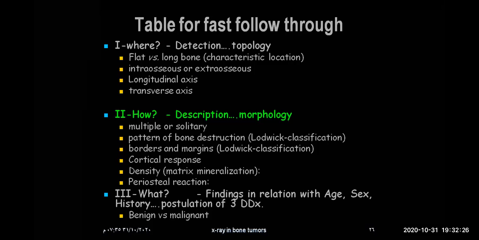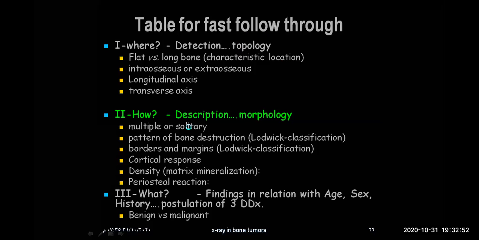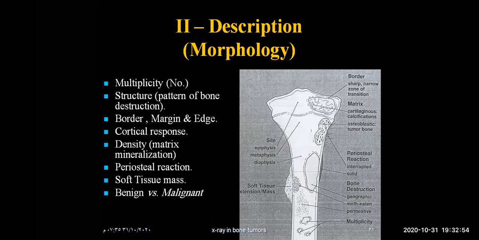This is the first method. Then we go for how. You know here the site or the location. Now we go for how, the description of morphology. So to start with, is it multiple or solitary? Is it a single lesion or more than one lesion? Simply like that. Okay.